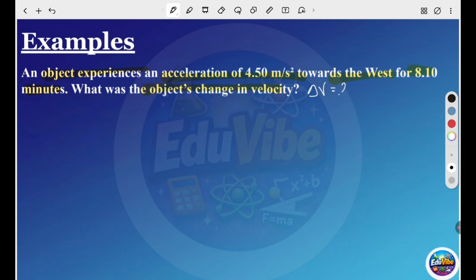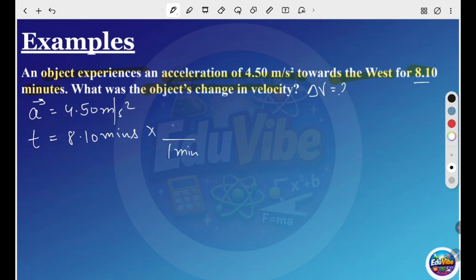So firstly, we have the acceleration, which is 4.50 meters per second squared, and we have time, which is 8.10 minutes, but we need this in seconds. So we do 8.10 minutes times 60 seconds per minute. The minutes cancel, and 8.10 multiplied by 60 gives 486 seconds. And we have to find delta v.